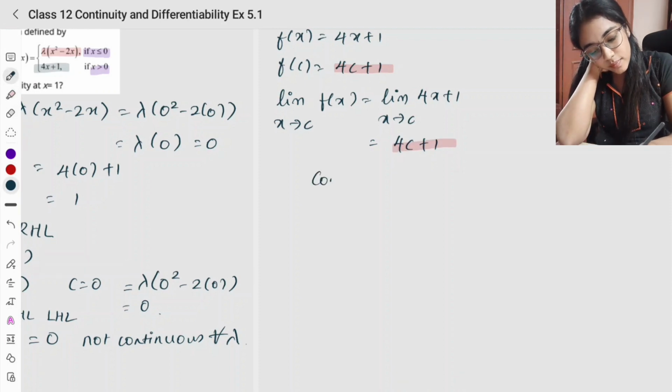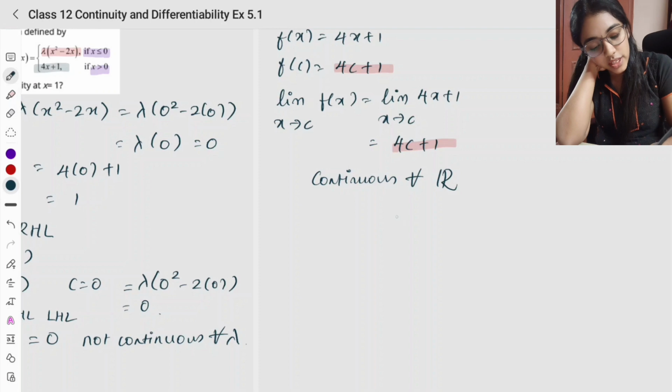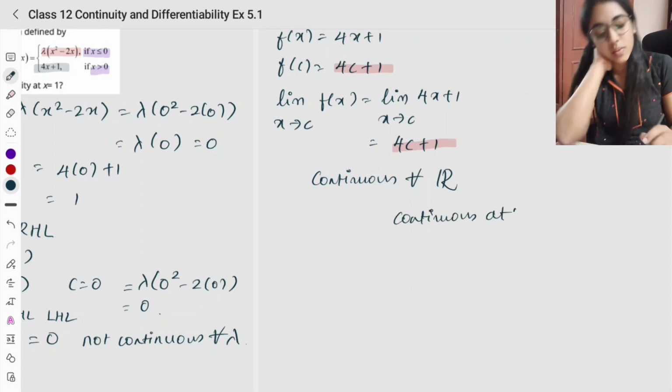Okay. Continuous for all real numbers. Okay, everywhere. So it is also continuous at 1. Okay, please copy.